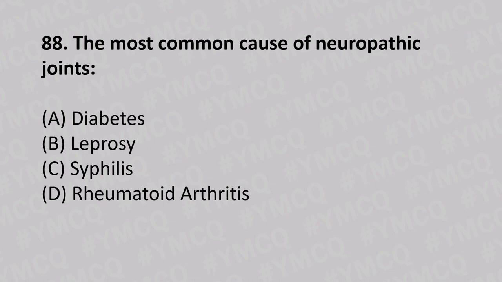Moving to our 88th question, the most common cause of neuropathic joint: option A, diabetes; option B, leprosy; option C, syphilis; option D, rheumatoid arthritis. And the answer is option A, diabetes.